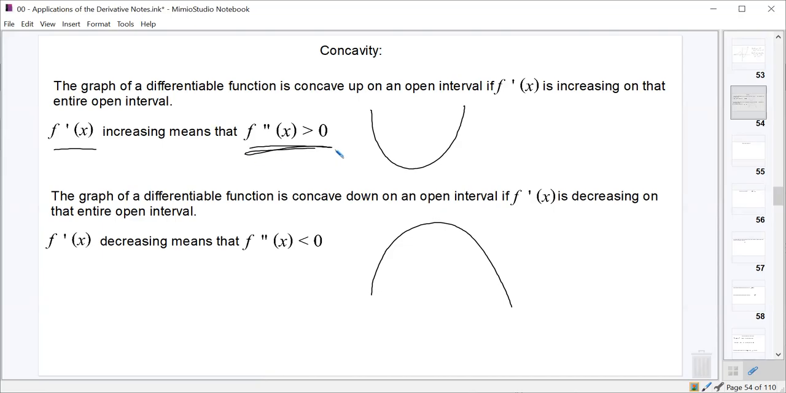So we're going to start looking for when a second derivative is positive and a second derivative is negative to determine if a function is concave up or concave down.